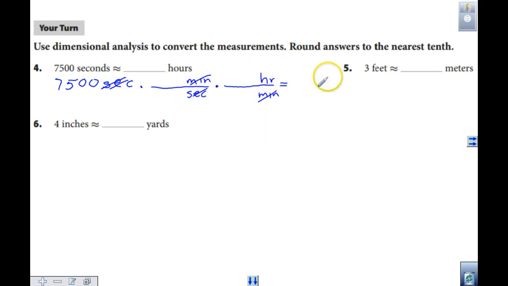So the units have to do with your setup, and then go back after you've crossed off the units and you've shown that the units are going to work out, then go and fill in the numbers. Okay, 1 minute is 60 seconds, you know that, and 1 hour is 60 minutes. So that means on the top we have 7,500, and on the bottom we have 60 times 60.